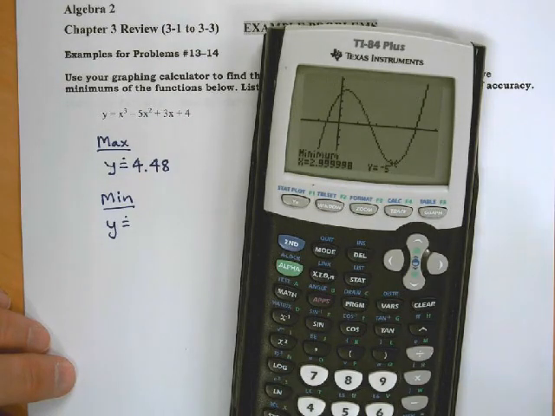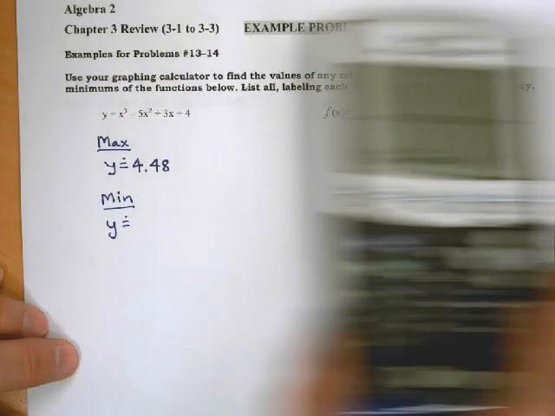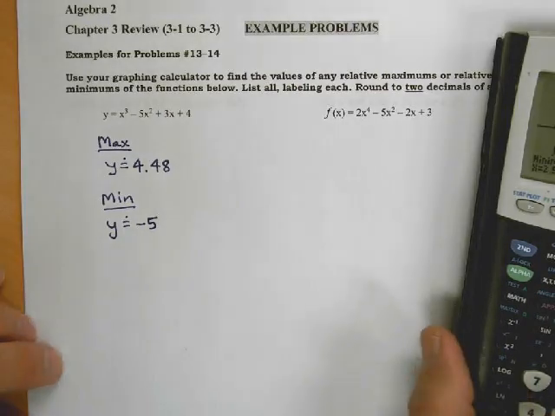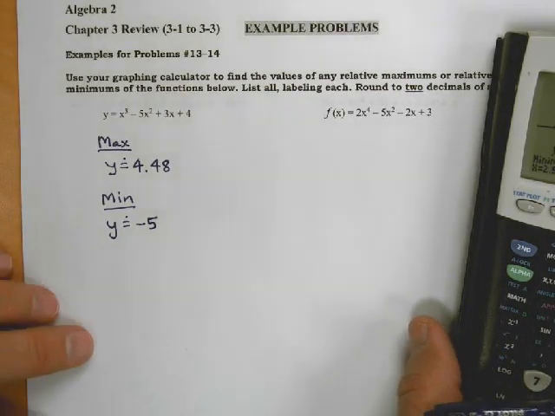And you'll find that this has a minimum height of -5. So that one I don't think was rounding. I think it was probably exactly -5. But most of the time you'll get decimals when you do this.